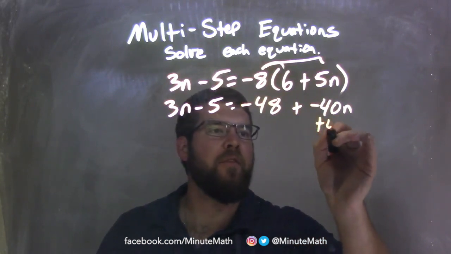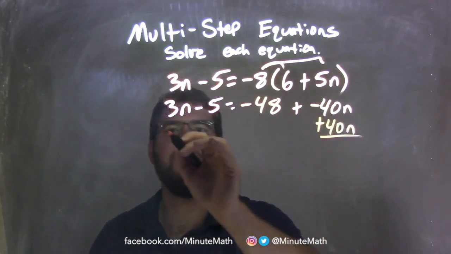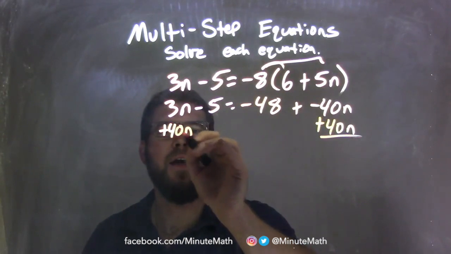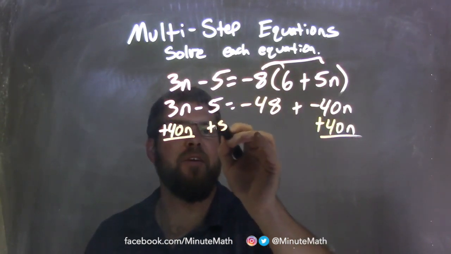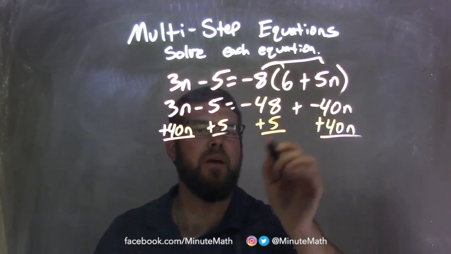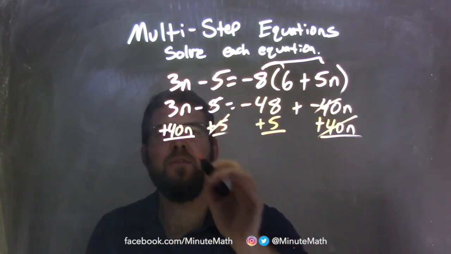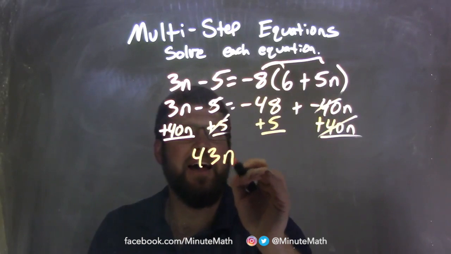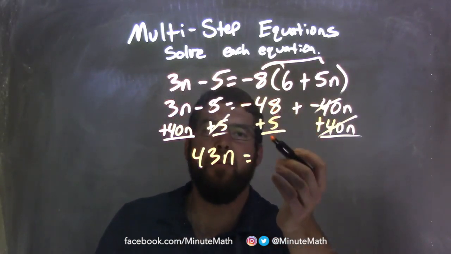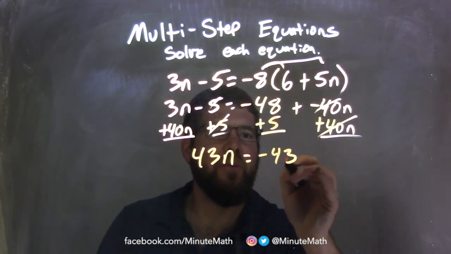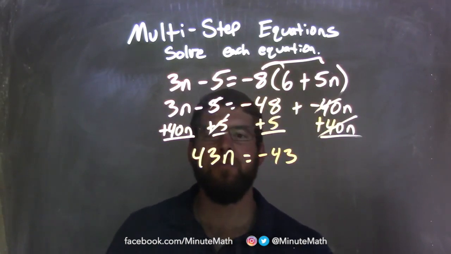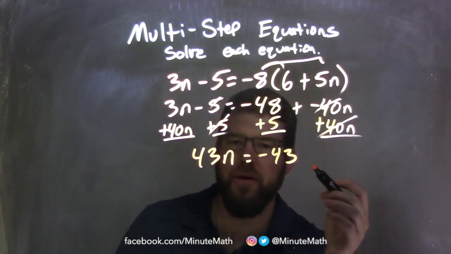So I'm going to bring the 40n over to the left, so plus 40n. And I'm going to add a 5 to the right. Cancel out these 5s, cancel out the 40n's here. So I have 3n plus 40n is 43n equals negative 48 plus 5 is a negative 43. Okay? So now I have 43n equals a negative 43.